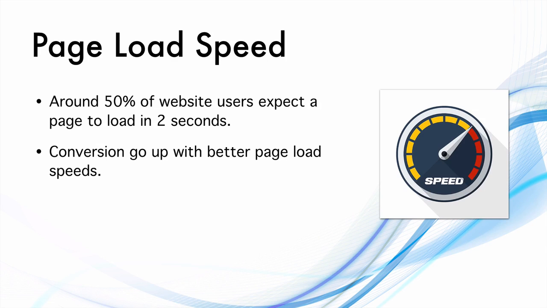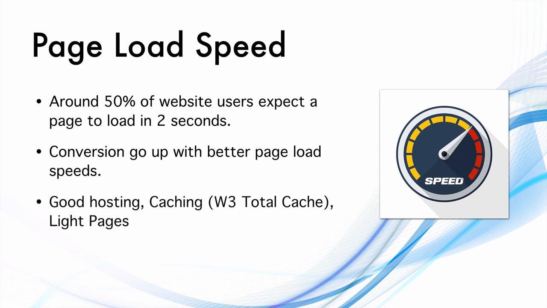Amazon has found out that even shaving off a few milliseconds from their page load speed is actually increasing their revenue. So to have a good page load speed, we need a good web hosting. If you are using a WordPress blog, then you should be using a caching plugin called W3 Total Cache, or there are other caching plugins as well. So these caching plugins will not put a lot of load on the server.